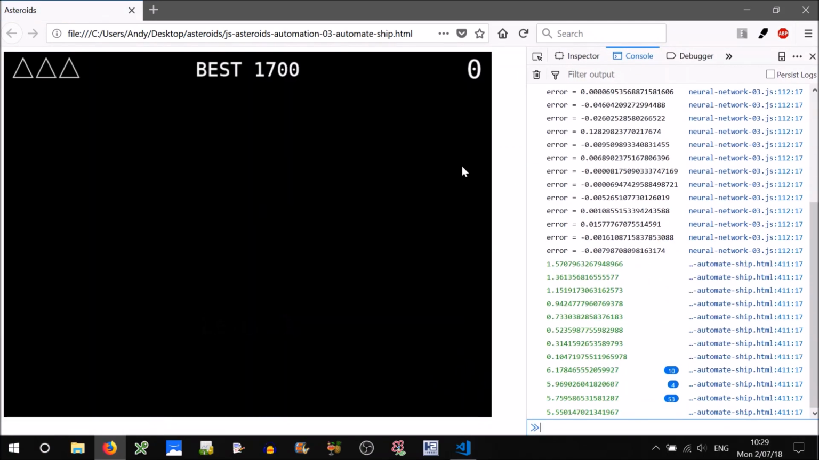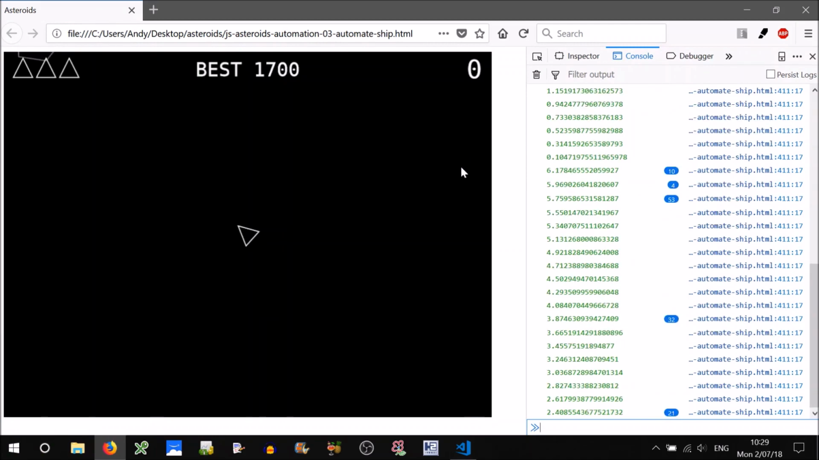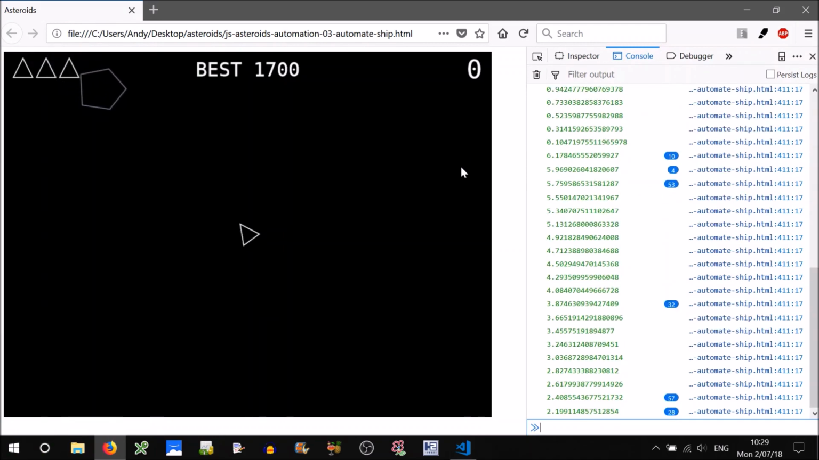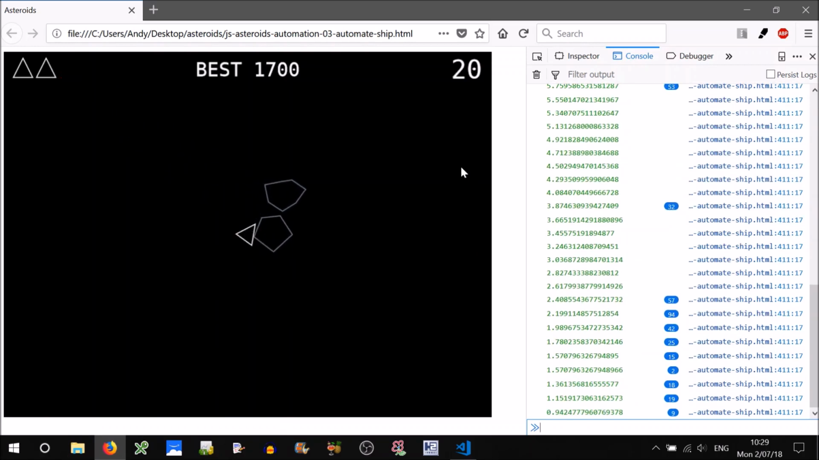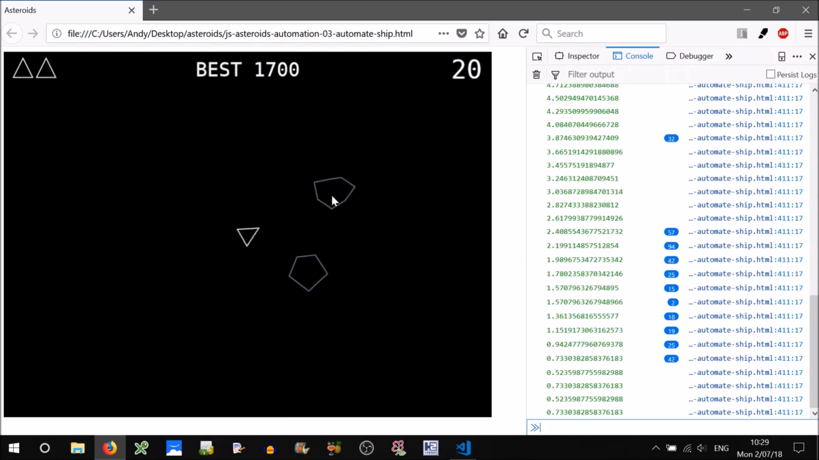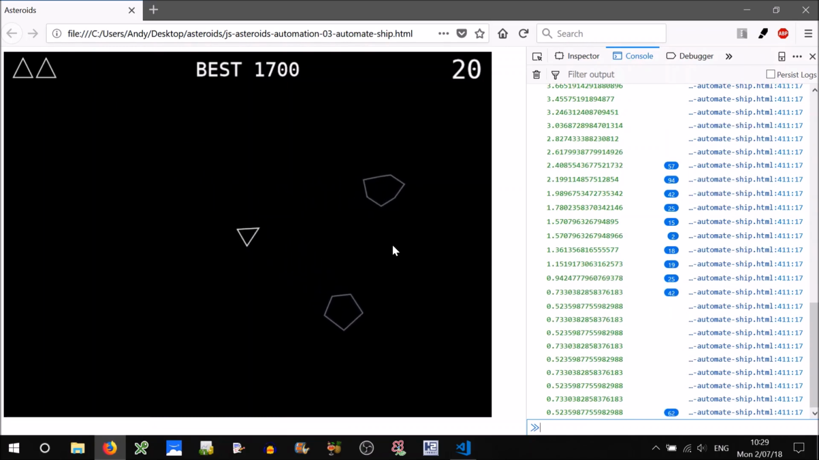Okay, I think that's acting a lot better. Where's the asteroid? There's the asteroid. Yeah, I think it's tracking it quite well. I think that was our problem. Yep, so it's choosing the first asteroid, whatever's first in the array, and following it.